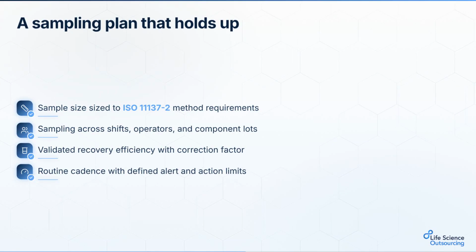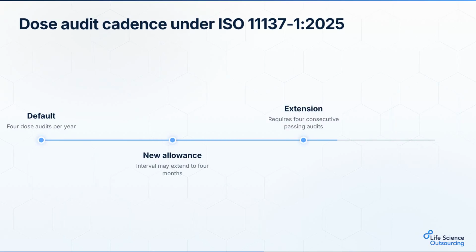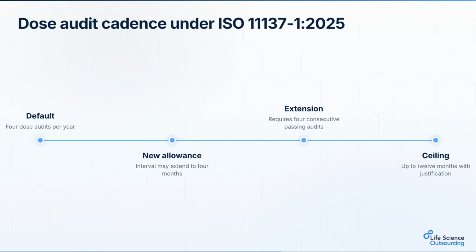to dose audits. Under ISO 11137-1, 2025, the default is 4 dose audits per year. The interval between them may now extend to 4 months, up from 3 in the previous edition. Extending further requires documented rationale, 4 consecutive passing audits, and demonstrated bioburden stability.